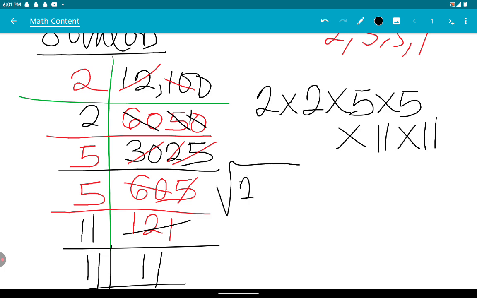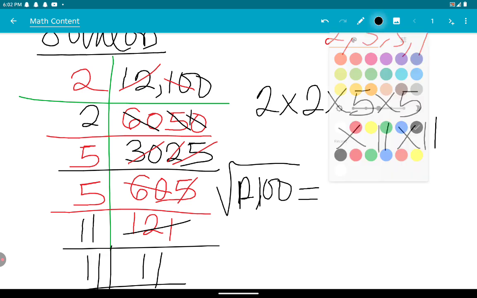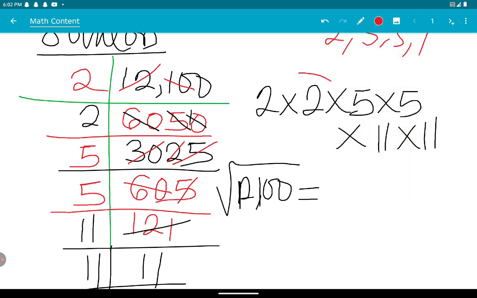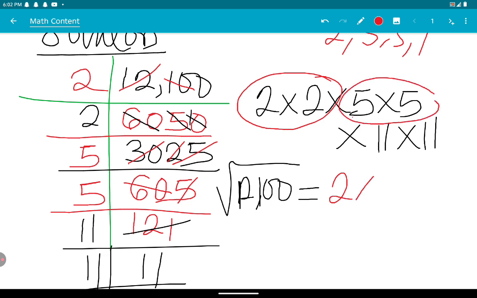Now, how do we find the square root? Like I told you, it's very, very simple. The square root of 12,100 is going to be equal to, you check these factors first. This is 2 times 2. You pick one 2. Then the square root of 5 times 5, we pick one 5. You just split them into two. Then 11 and 11, you pick one 11.